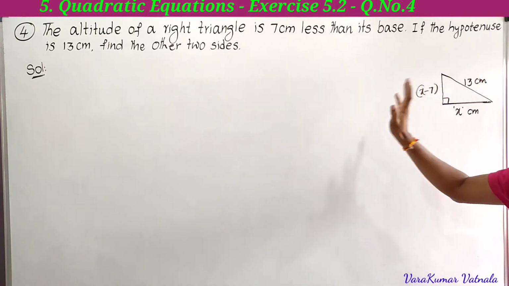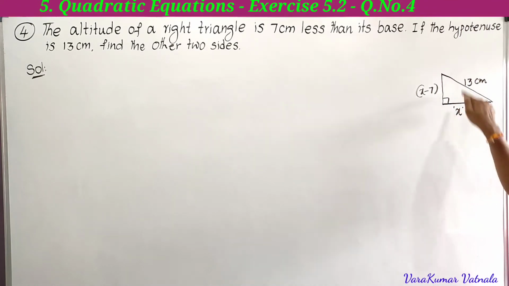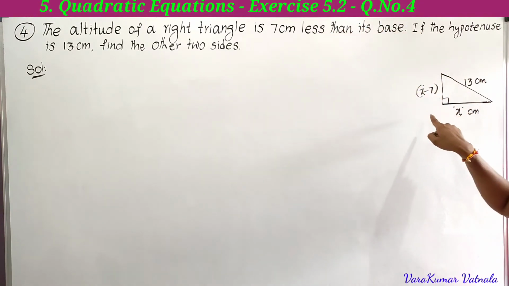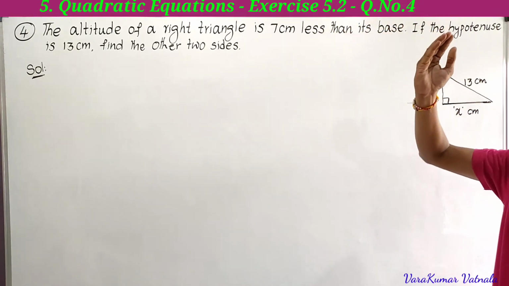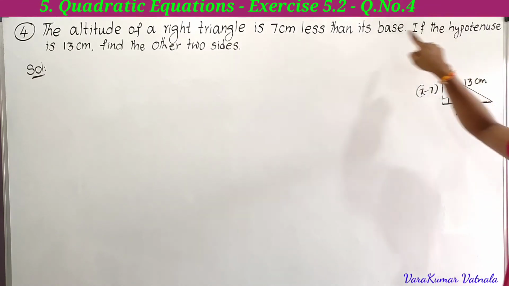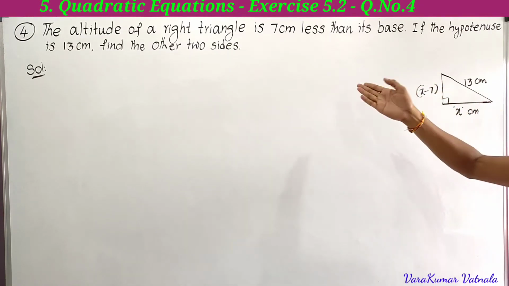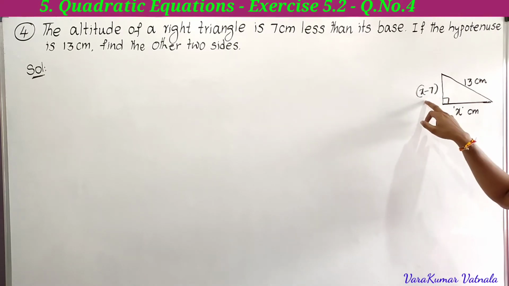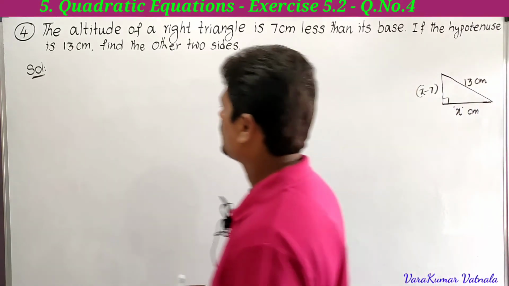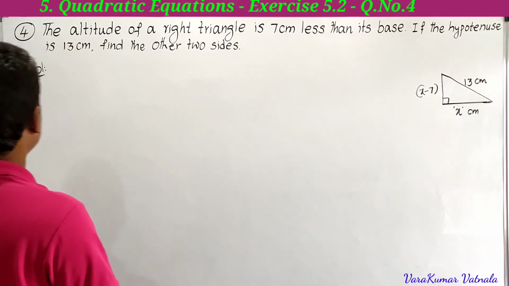So let the base of the right angled triangle be x centimeters. Then the altitude becomes x minus 7, since it is 7 centimeters less. And the hypotenuse given is 13 centimeters. Here we have to find the other two sides, which are nothing but the base and the altitude.